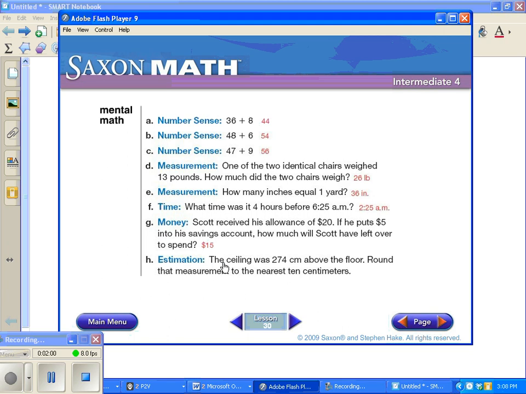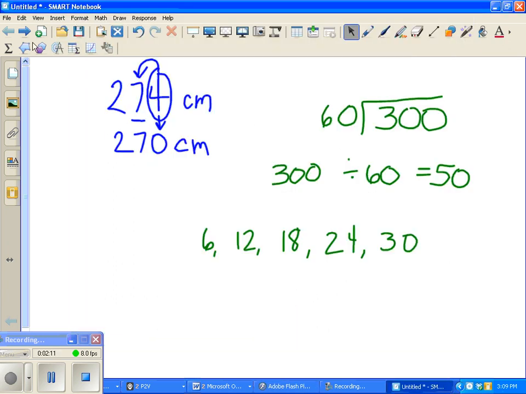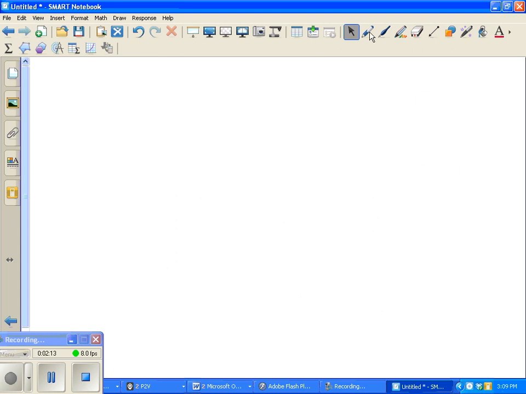$15. Estimation. The ceiling was 274 centimeters above the floor. Round that measurement to the nearest 10 centimeters. So we have to look at the tens place. Let's see, 274. I'm going to start from scratch here. 274 centimeters, rounding to the nearest 10. So I'm going to underline the tens place. I'm going to circle the digit immediately to the right. That digit tells us what to do to the place that we're rounding to.